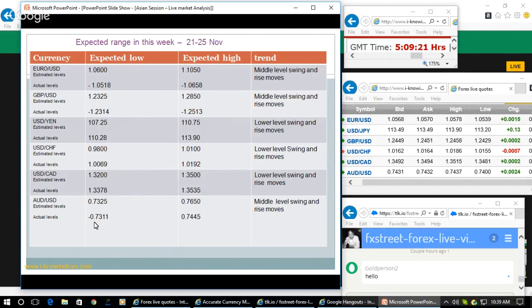1.3492 level now. In the case of Australian dollar, 0.7311 is the actual low. The estimated low was 0.7325, and they were supposed to gain, but they are holding it, and they gained only up to 0.7445, and still holding closer to the high, and they could make further gaining levels. If you look into the market, we'll be able to understand that Euro, GBP as well as USD are showing positive net change.